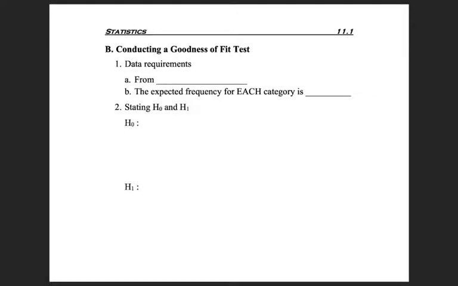So what steps are needed to conduct a goodness of fit test? Well, the first thing is the data needs to fit two important criteria. First, the data needs to come from a random sample, and secondly, the expected frequency for each category is 5 or more, and the categories will make more sense later. But if we were doing birth months or cans of soda, we need at least 5 or more.